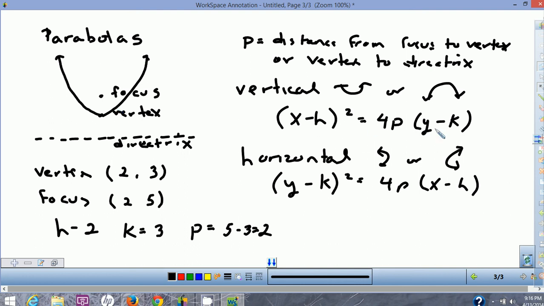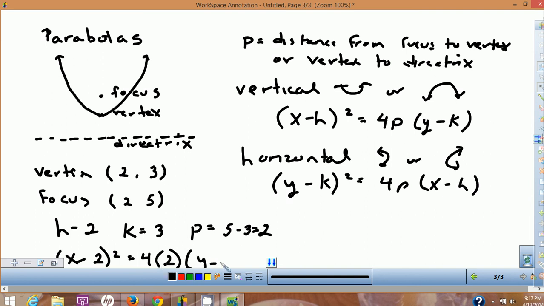So we're going to use this equation. So my equation is simply (x - 2)², what's the h, what's the x part of my vertex, 2, squared is equal to 4 times p, which is 2, times (y - 3), the y part of my vertex. And you can simplify this 4 times 2 or not simplify this 4 times 2, whichever way you want to look at it. That's how we do parabolas when they are conic sections. In the next section, we will look at how to do an ellipse.